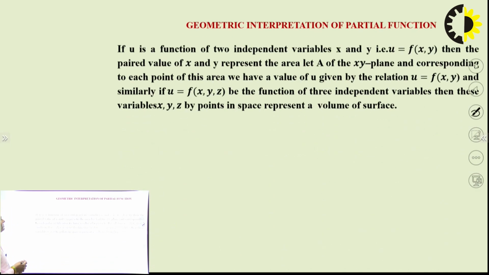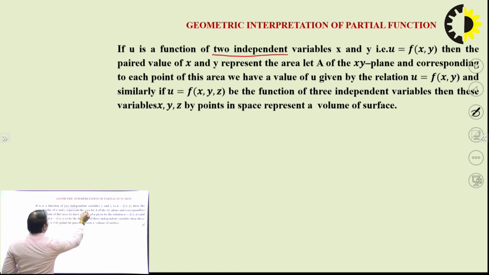Now what is the geometrical interpretation of the function? That is another important fact about partial differentiation. So what is the geometrical interpretation? If you use a function of two independent variables, please remember I have taken here two independent variables like x and y, then your function can be written as u equals f of x, y.